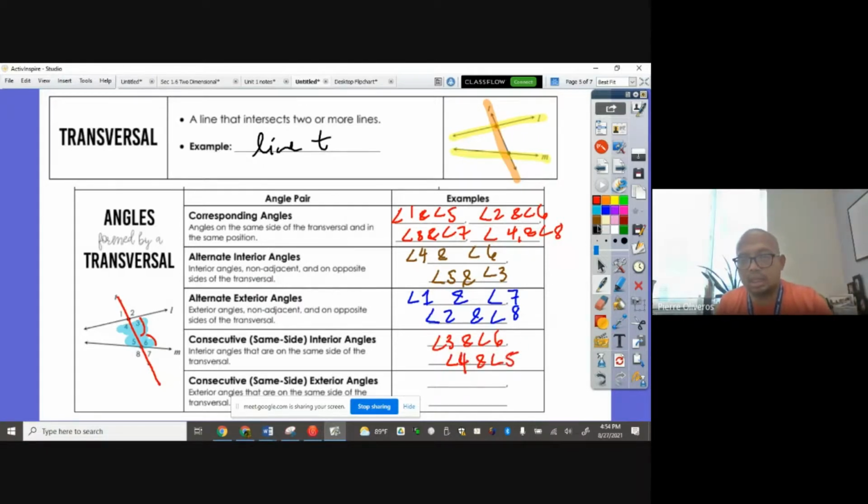And obviously for the exterior, the ones outside, these are the exterior angles that are on the same side of the transversal: 2 and 7 and 1 and 8. And there you go. Those are the angle pairs formed by the transversal line when it cuts these two lines, the L and M.